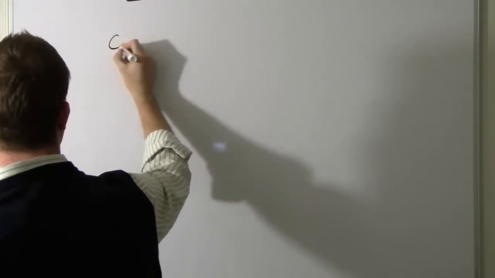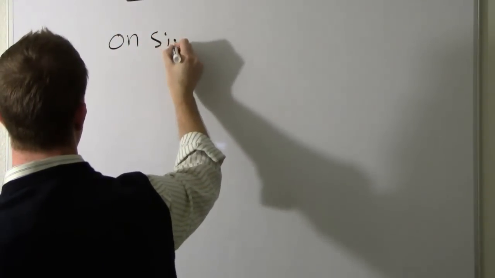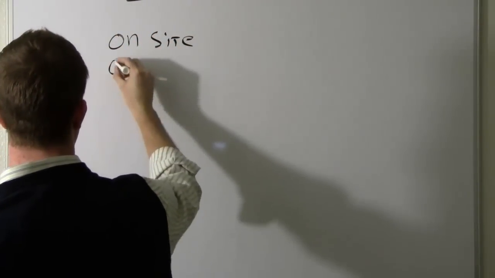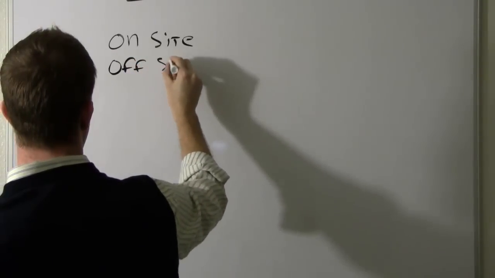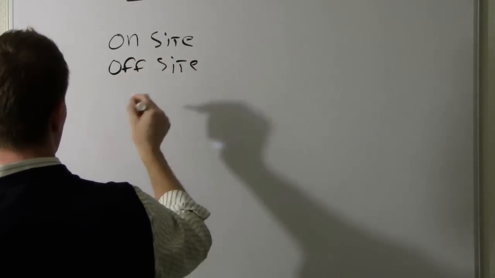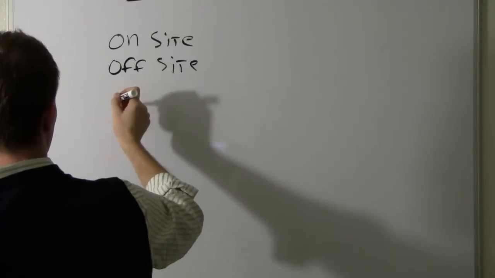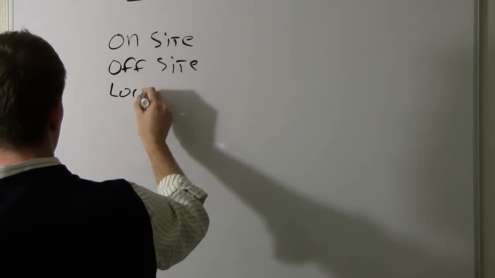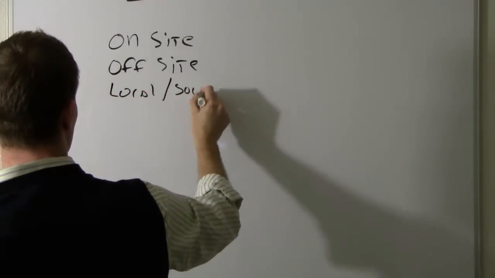So what are the components of SEO? You have three. You have on-site, you have off-site, and you have, say, local and social.